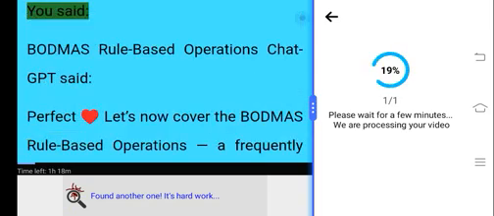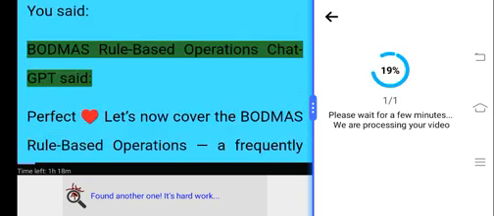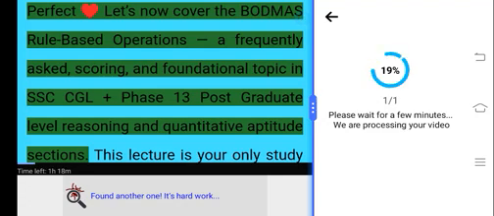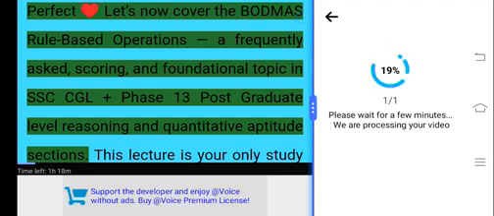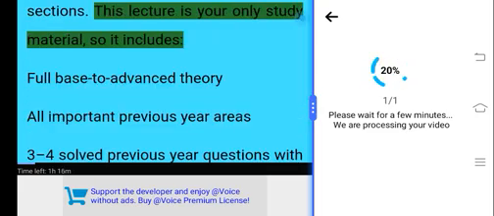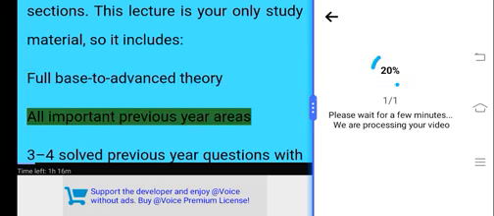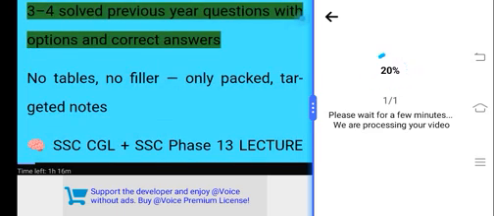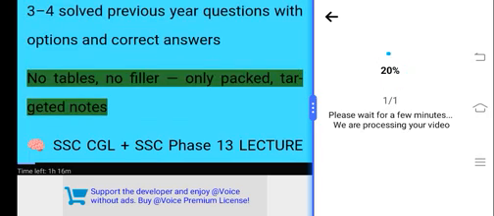You said: BODMAS rule-based operations. ChatGPT said: Perfect. Let's now cover the BODMAS rule-based operations, a frequently asked, scoring, and foundational topic in SSC CGL plus Phase 13 postgraduate level reasoning and quantitative aptitude sections. This lecture is your only study material, so it includes full base to advanced theory, all important previous year areas, and 3 to 4 solved previous year questions with options and correct answers. No tables, no filler, only packed, targeted notes.